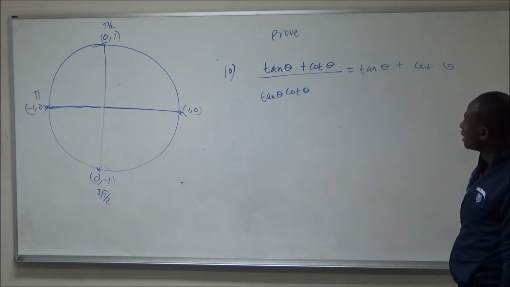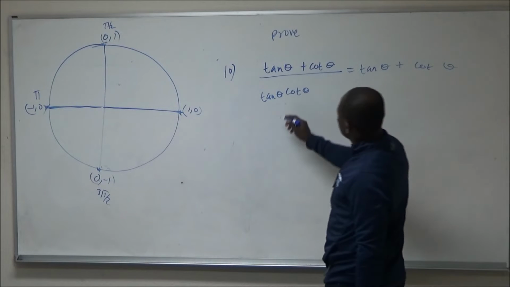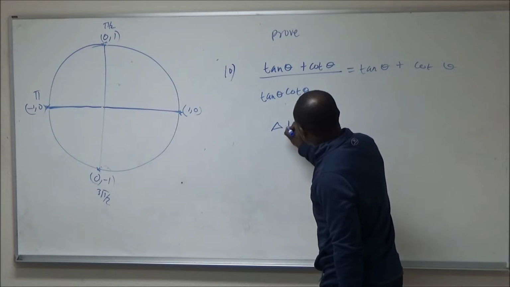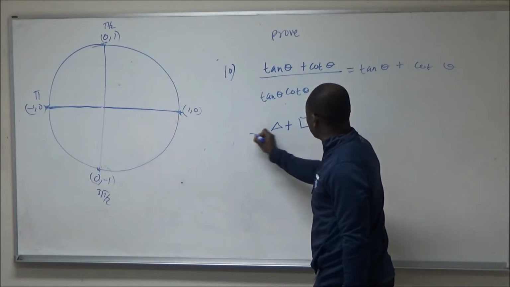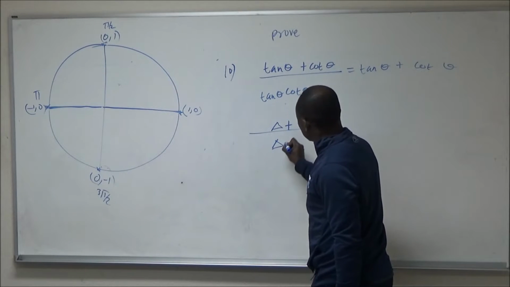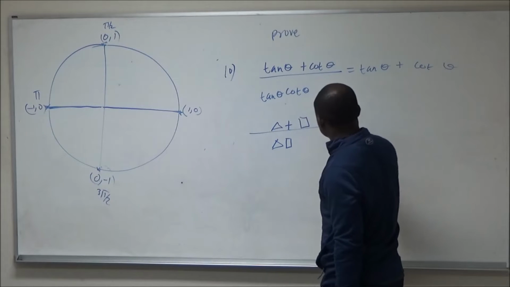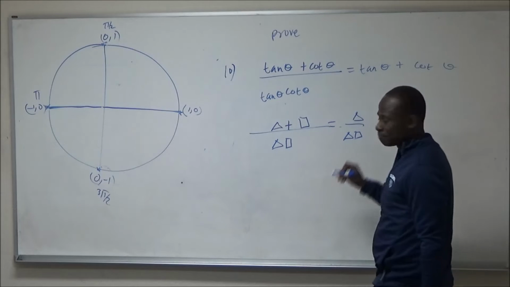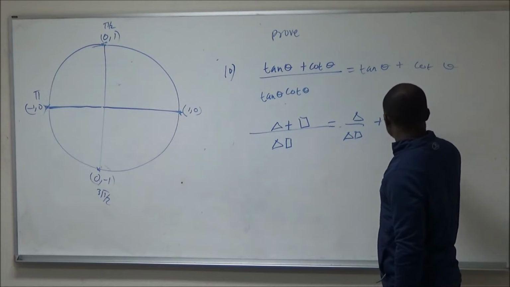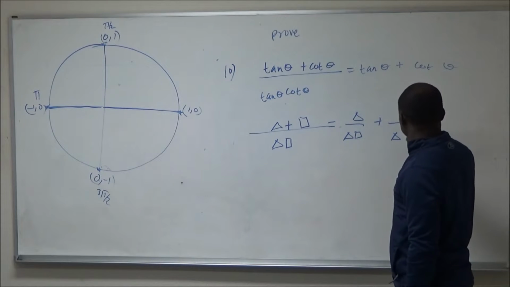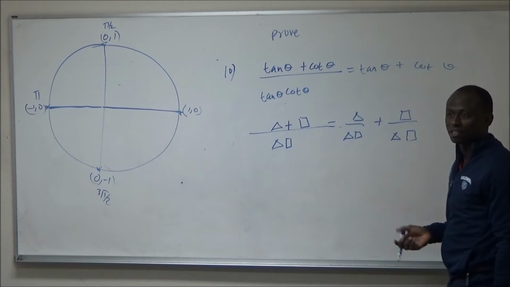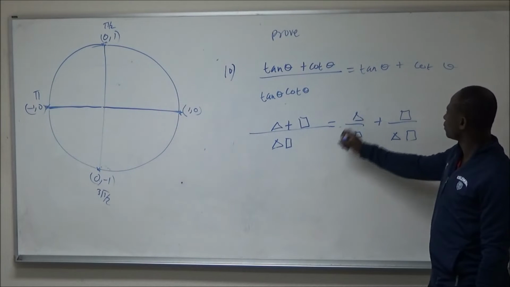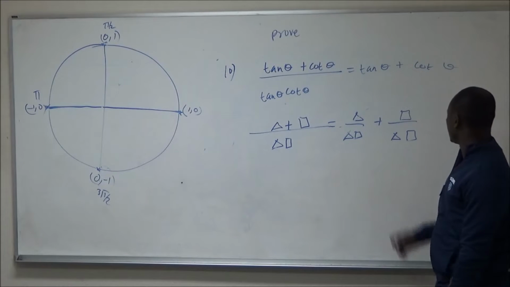Yeah. So you're saying, I like to use box. You're saying if you have triangle plus box, this is algebra, right? Divided by triangle times box. This is the same as triangle over triangle times box, right? Plus box over triangle times box. This is basically what you're saying. Take each of them and divide by that. So this would cancel this, right? And this will cancel this.